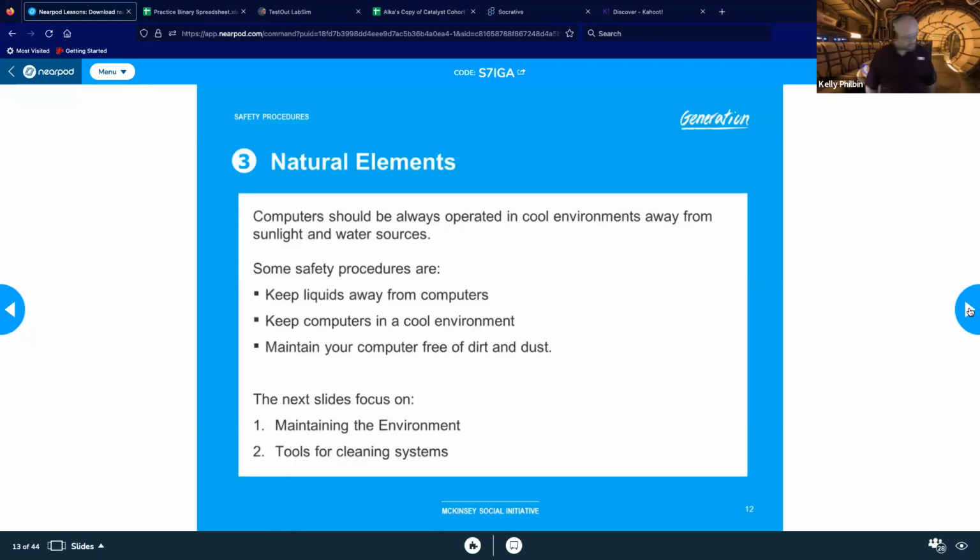Cool environment. Computers like temperatures about 10 degrees cooler than we do. So the average temperature that people tend to like is around 72 degrees. That is a comfortable temperature for the average person. The average computer likes it in the mid to low 60s.